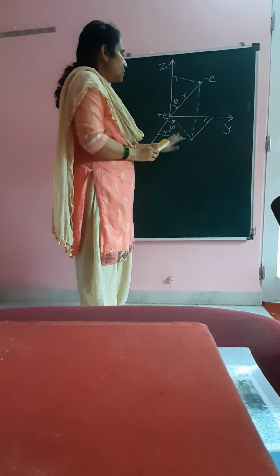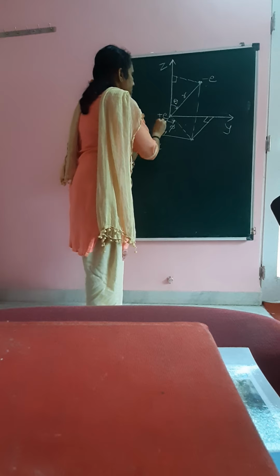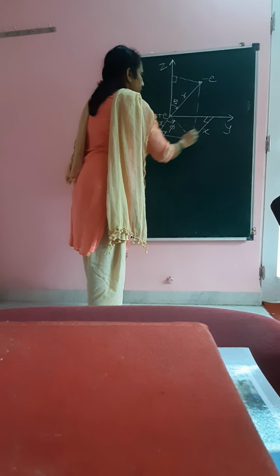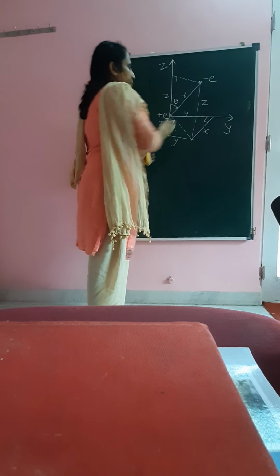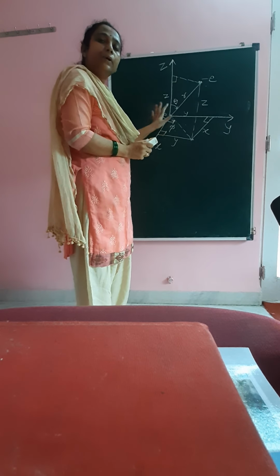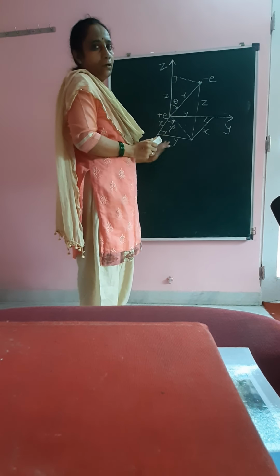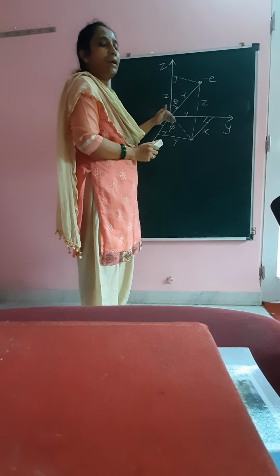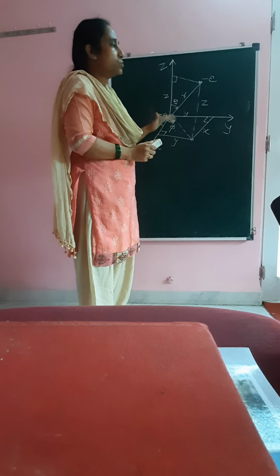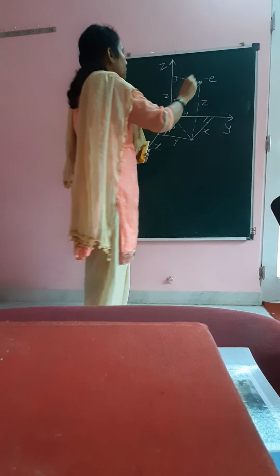Now when we consider all these aspects, this is x, this is y, and this is z. If you try to understand the geometry of this figure, then we can have the relations between x, y, z and r, theta, phi. So those relations I am going to write over here.